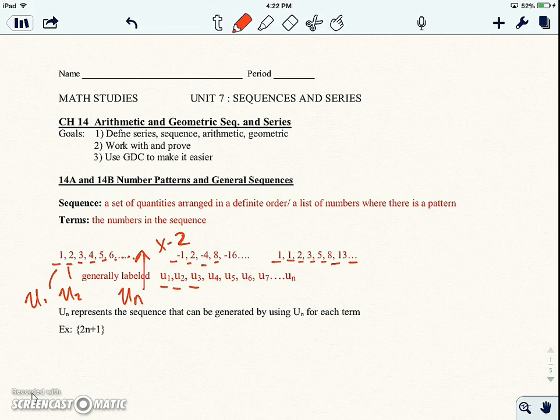Each u sub n represents a sequence that can be generated by using u sub n for each term. What I mean by that is u sub n is the general format. It's the formula that will make each term. So for example, this is a formula: u of n equals 2n plus 1, and n is the number of the term that you want.